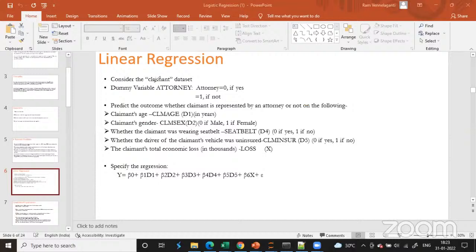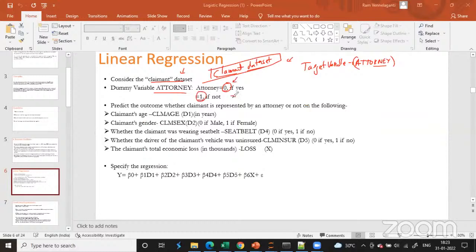The data that we are going to work with is called the claimant data set. This is what we are going to use. So in this, what is our target variable? Our target variable or dependent variable is called attorney. So if the person is going to consult the attorney, you are assigning a value of 0. If the person is not going to consult the attorney, you are assigning a value of 1. So all this information will be given in your problem statement. You have to make sure that you have all this information. Description about your target variable and also description about your independent variables is important.